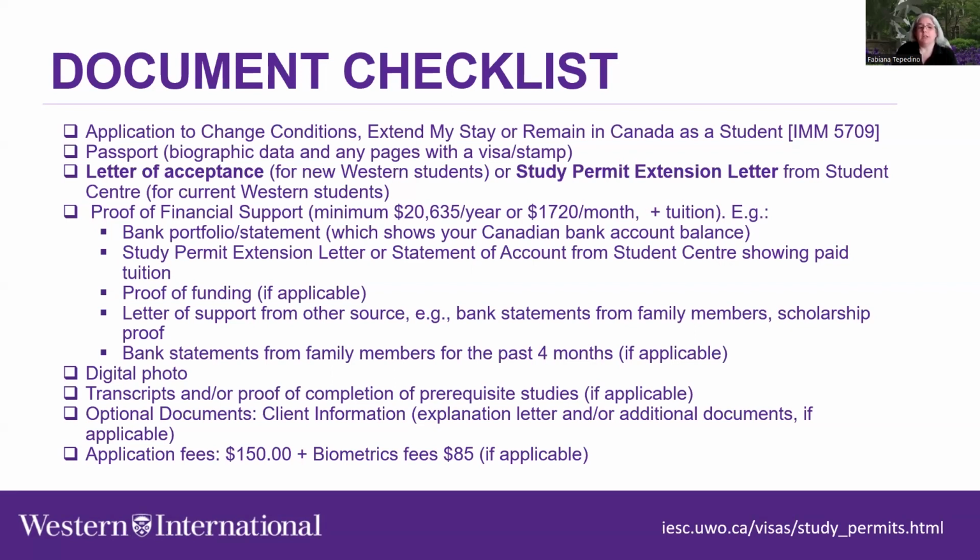As I mentioned, under client information, if you feel like you need to explain anything, that's where you would attach your explanation letter or any other additional documents you may need. Once you've uploaded everything, you'll be able to pay your application fee, which is $150. If you haven't done your biometrics yet, you will be required to do your biometrics, and there's an additional fee of $85 for the biometric fees.